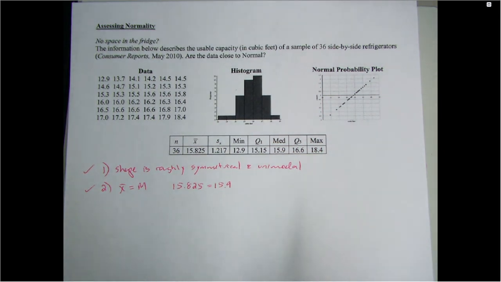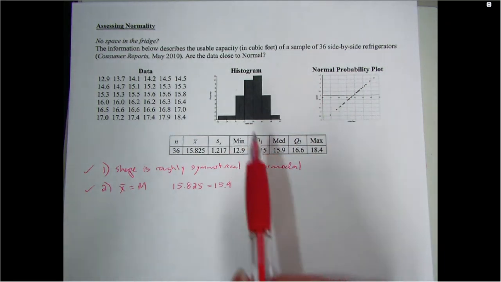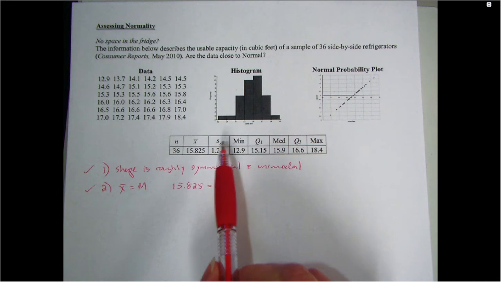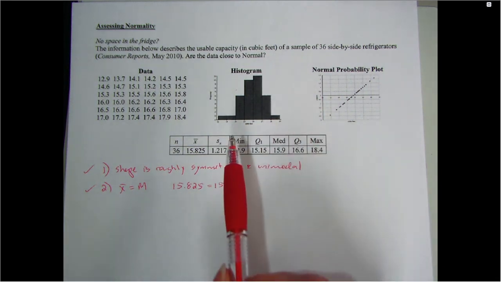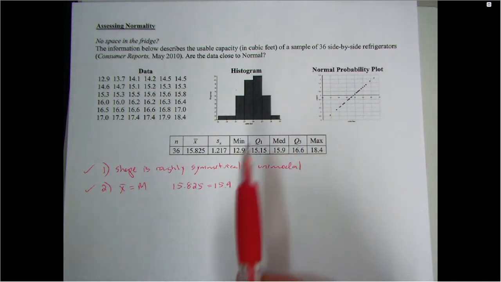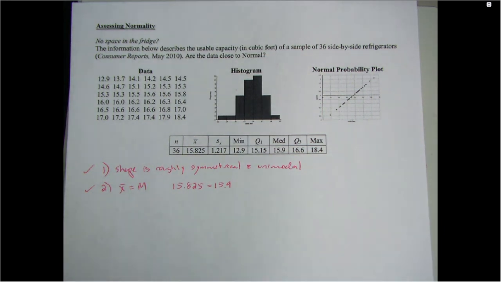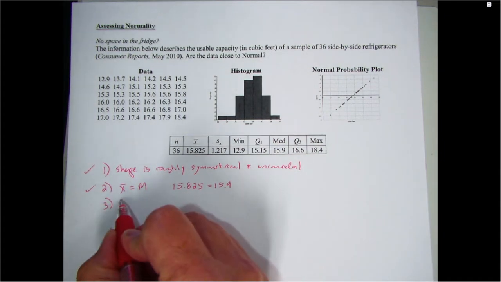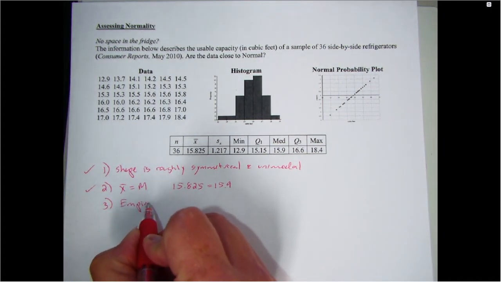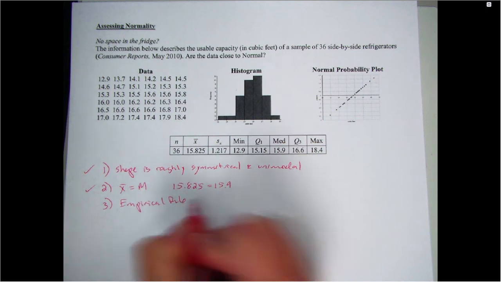To go along with what justifies a normal distribution, let's talk about the empirical rule. The empirical rule says that 68% of the data will fall between 1 standard deviation above and below the mean. 95% of the data will fall within 2 standard deviations of the mean, and then 99.7% of the data will fall within 3 standard deviations of the mean. So let's check that. Our data has to follow the empirical rule.